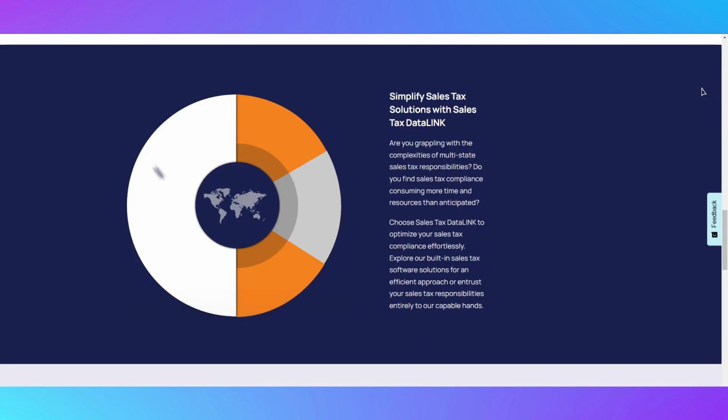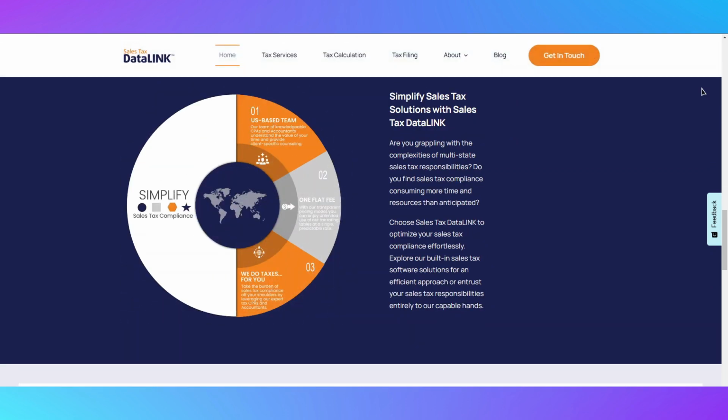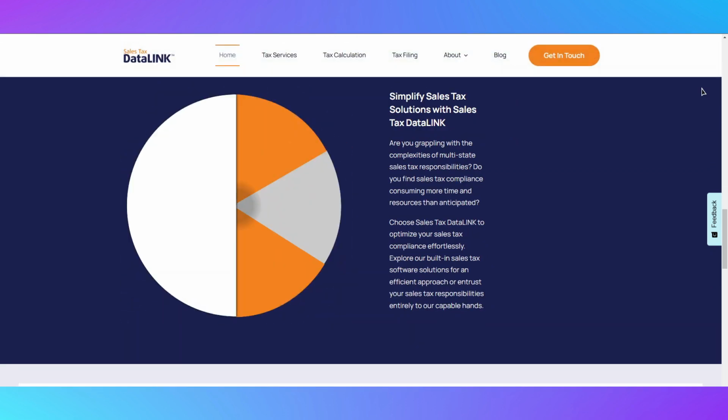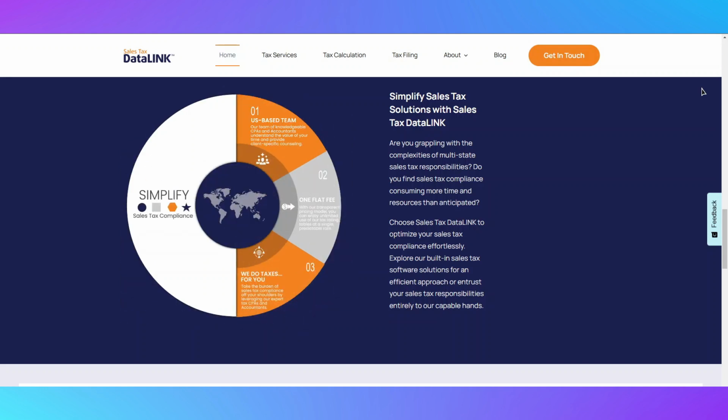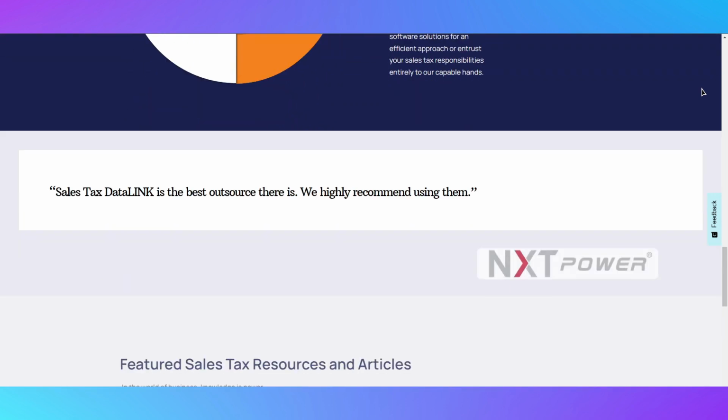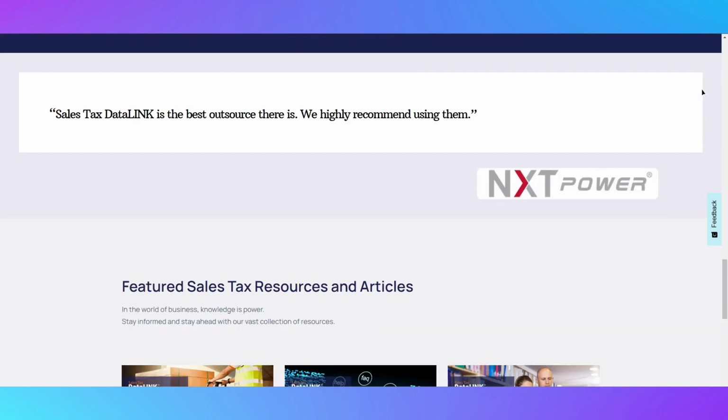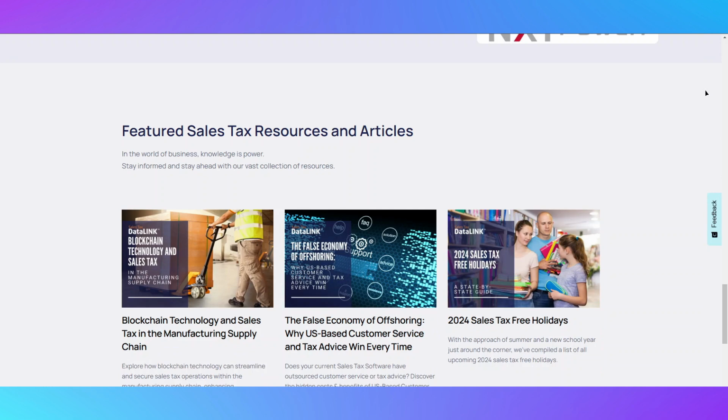A key advantage is its accuracy. SalesTax DataLINK verifies tax data against government records to reduce discrepancies. It also allows for custom rule configurations, making it adaptable to industry-specific tax scenarios. The user interface is straightforward, though not the most modern, but functionality outweighs aesthetics here.